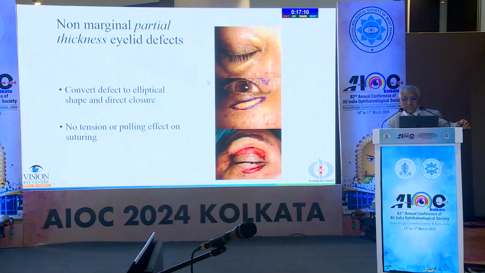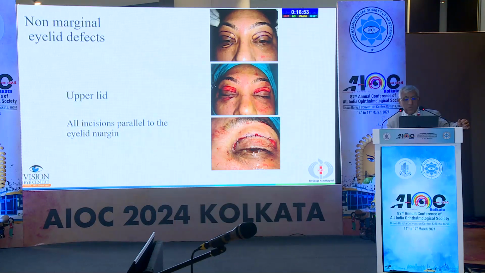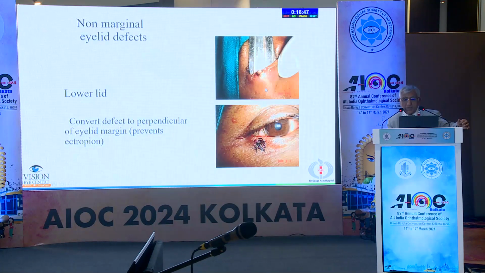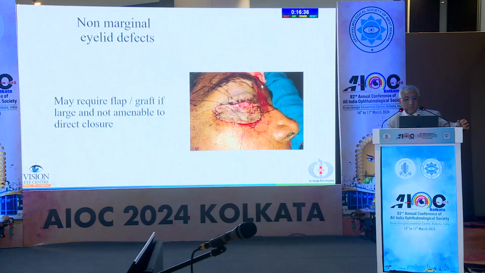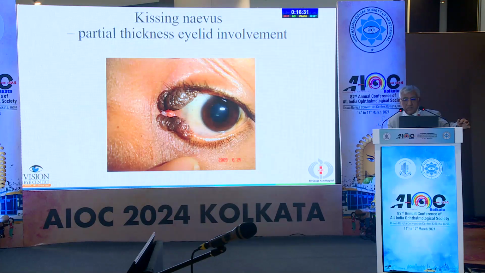For the non-marginal defects, the principle is along the Langer's line or along the tension of the orbicularis muscle fibers. So, principally parallel to the lid margin as we've done here, and closure. In the upper lid, this principle always holds true, but in the lower lid for defects like these, we would prefer to make a vertical cut in order to avoid any stretch on the lid margin to avoid an ectropion. But the defects that are larger, you must use flaps or grafts in order to reconstruct.